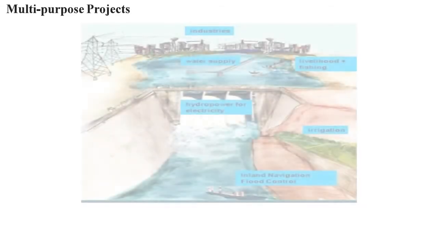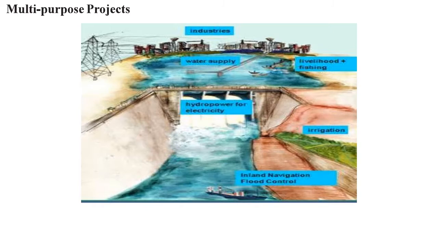Multi-purpose projects. Multi-purpose projects are created for many different purposes. For example, in this picture, based on the multi-purpose project, water is supplied to industries, fishing can be done, hydropower electricity is created, irrigation is helped, flood control is done, and transportation by water is done through the multipurpose project.